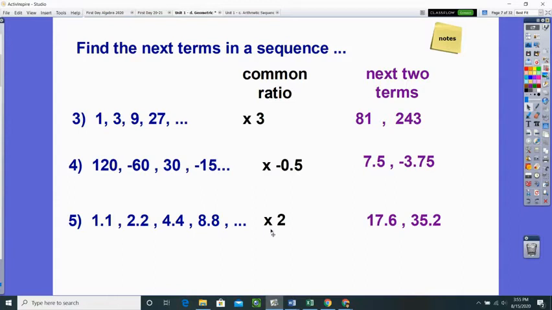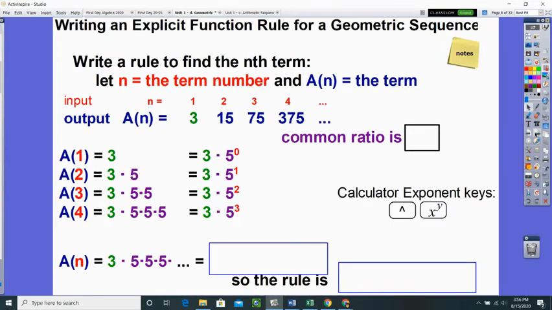Always multiplication. Now we want to write that explicit n-1 rule. That's where we're heading next, and this is going to look familiar to what we did with the arithmetic. So I'm going to give you a geometric sequence. It's right in here: first term, second term, third term, fourth term. 3, how do you get to 15? 15, how do you get to 75? What's the common ratio?